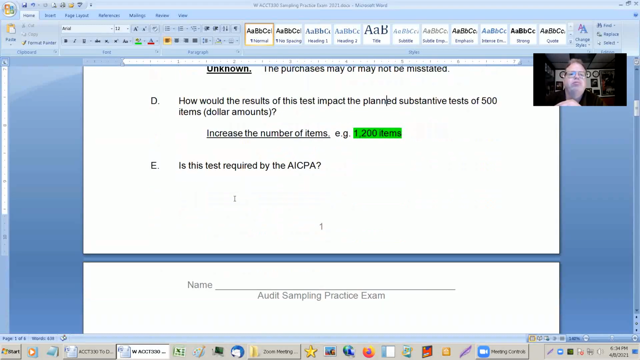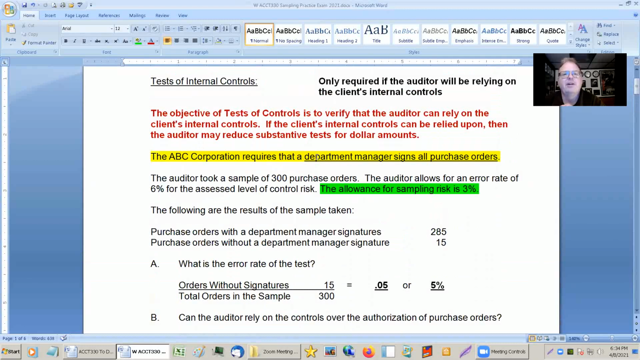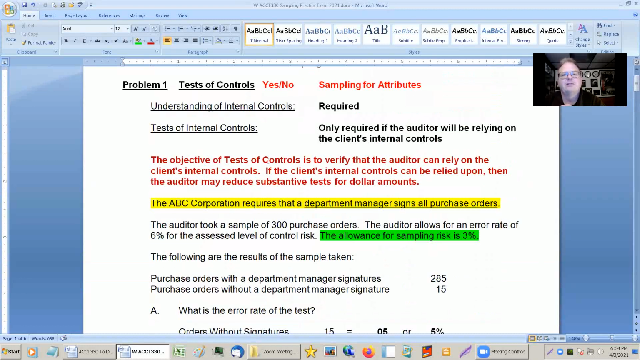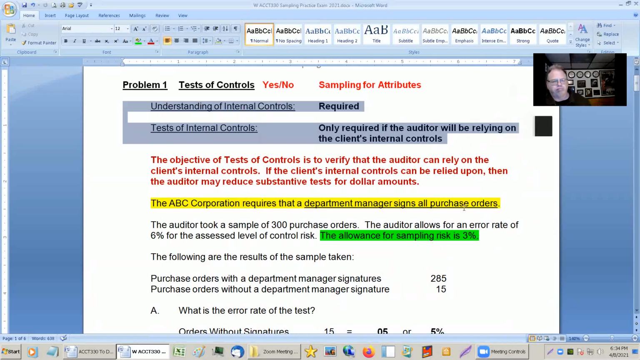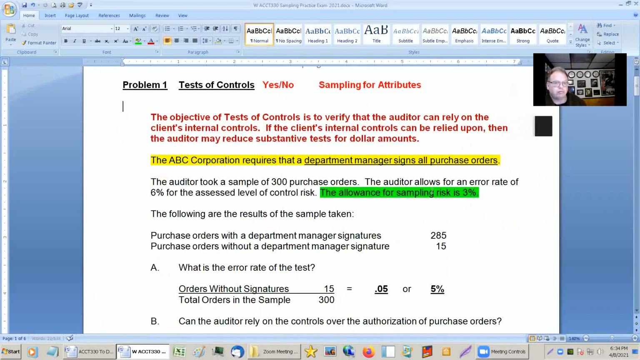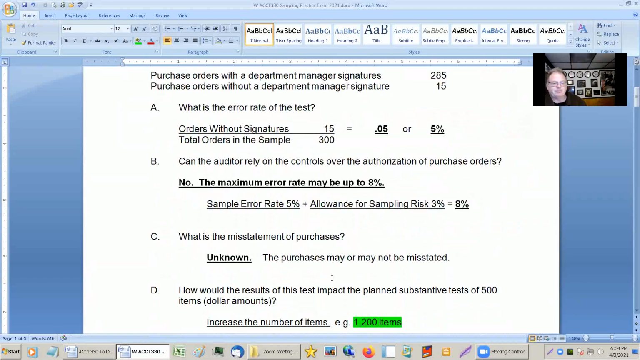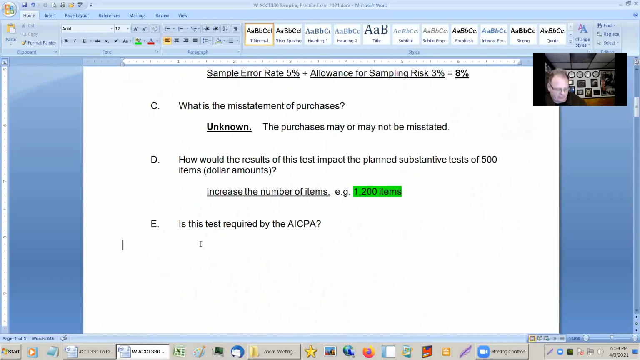Okay. Does this test require? I already answered that. It's up here. I should move this down. Should have read the handout.